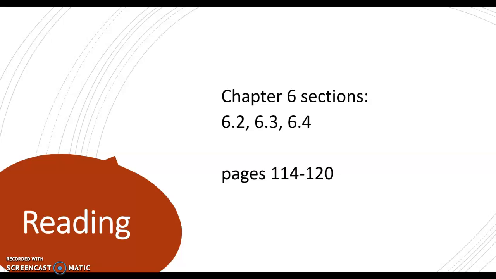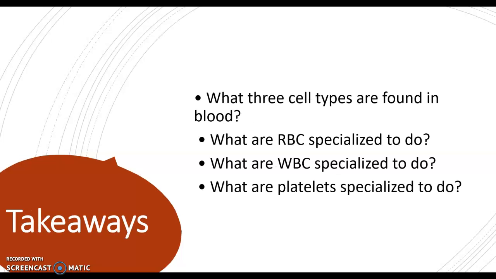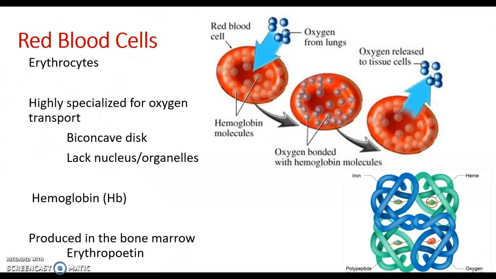So we're only going to be looking at sections 2, 3, and 4 for Chapter 6. And that's going to cover what are the 3 cell types that are found in blood, and what are each of their specialized functions. So it's going to be another excellent example of form follows function, because we're going to see 3 very unique shapes of cells when we're looking at these 3 different types of blood cells: red blood cells, white blood cells, and platelets.